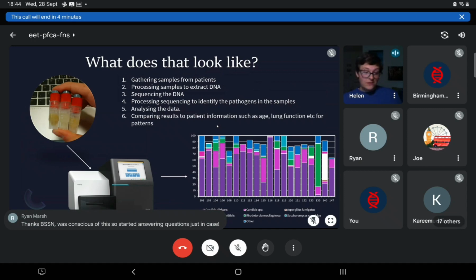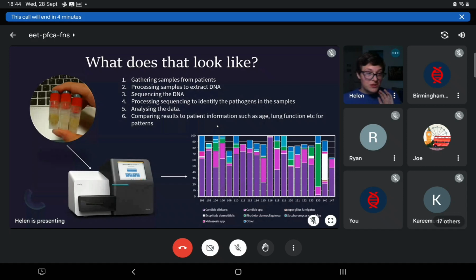What does that look like? Well, simply put, I have an entire freezer of other people's phlegm in the lab, which is a lovely icebreaker to any conversation. And it looks a little bit like this, these little tubes of phlegm. So what we do is we process the samples, we put them through a kit that gradually cleans the DNA out of the cells. And then we sequence that DNA to figure out who it is, process that, analyze the data, and then compare it to things like how old the patients are, what their lung function is like, what antibiotics they have been on, things like that, to see if there's any patterns in that data.